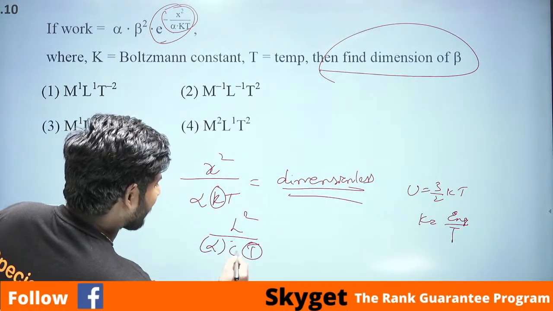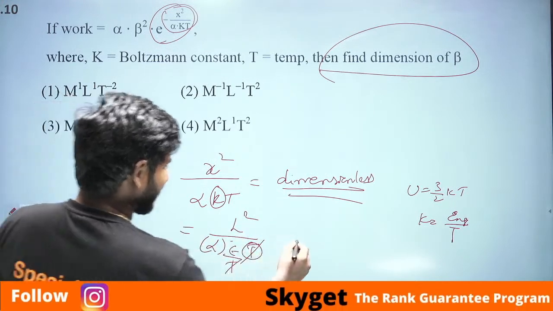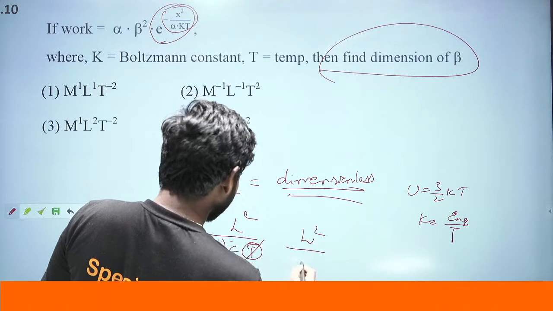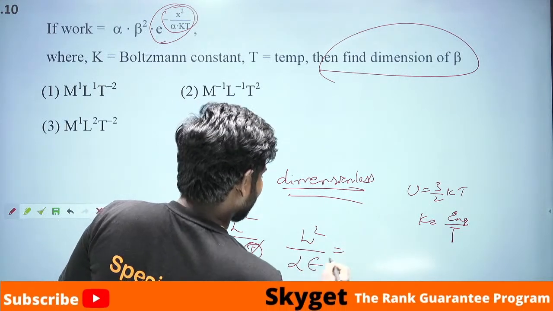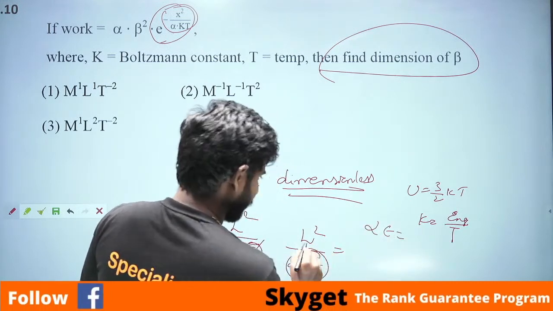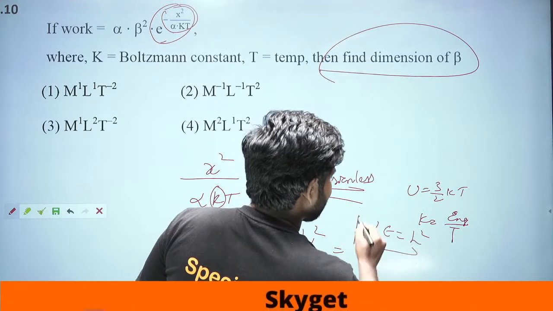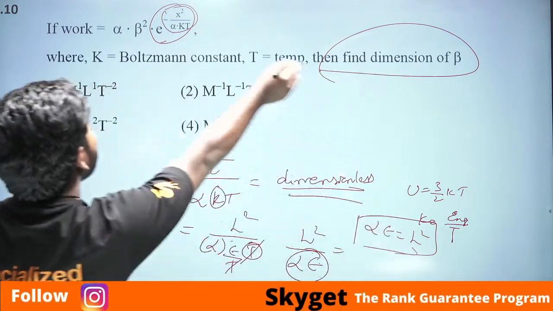So if you apply it, energy by temperature gets cancelled, students. So this should be dimensionless. So L square by alpha energy is equal to dimensionless. So alpha energy is equal to L square, students. Alpha into energy is equal to L square, students. So now what is here?